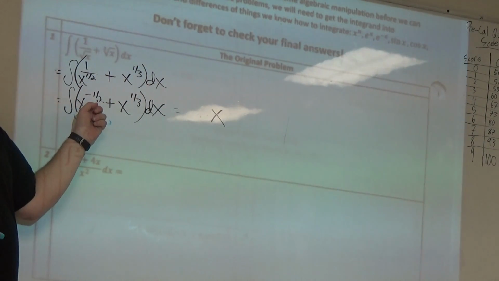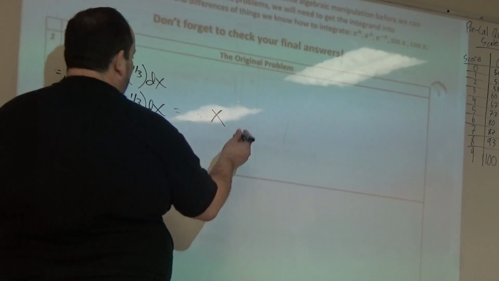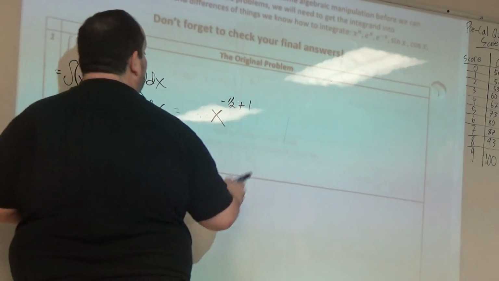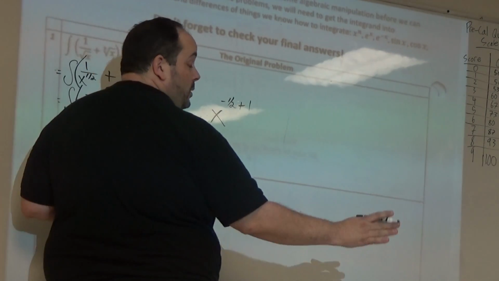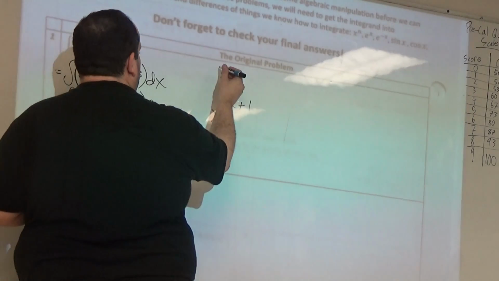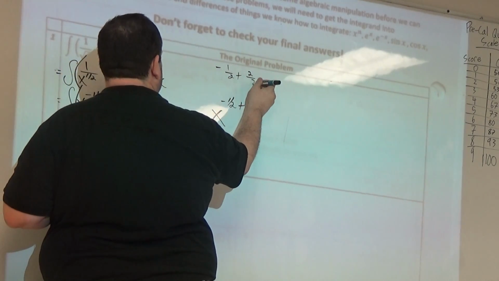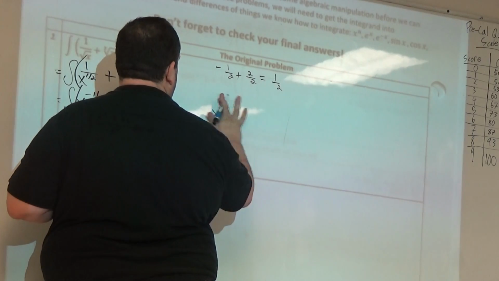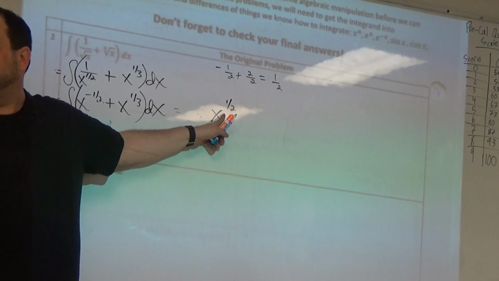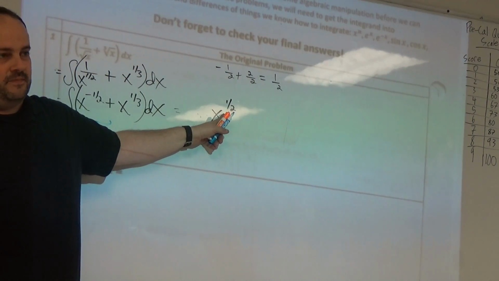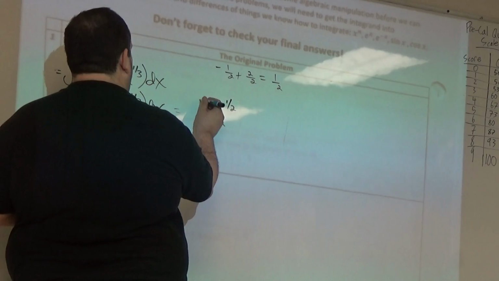Positive 1. Oh, I love this part of 12th grade. Add 1. Negative a half plus 1. Jonathan apparently loves this game as well. If you're not sure, write it out. Negative a half plus 1, do a little side work. Okay, and we're going to avoid the decimals. Negative a half plus 1 is the same as negative a half plus 2 halves, so that's 1 half. Then, if that's your new exponent, divide by the new exponent. Love it. 1 over a half.